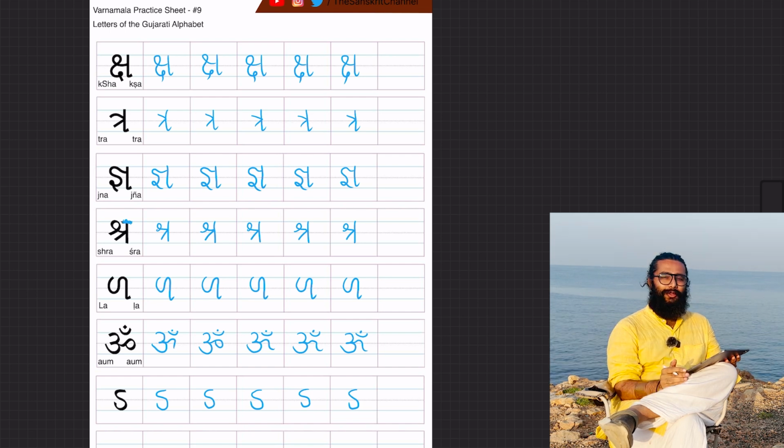I hope you found this useful. We'll continue more videos where we use the combinations of these sounds called as Barah Khadi, and we'll practice them in multiple stories and shlokas, and that is how we will gain fluency in how to read and write the letters in all possible combinations of the Gujarati alphabet.